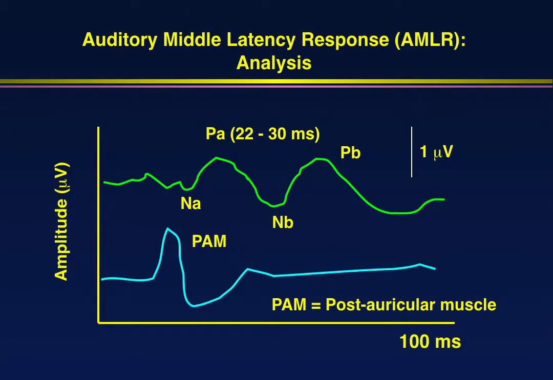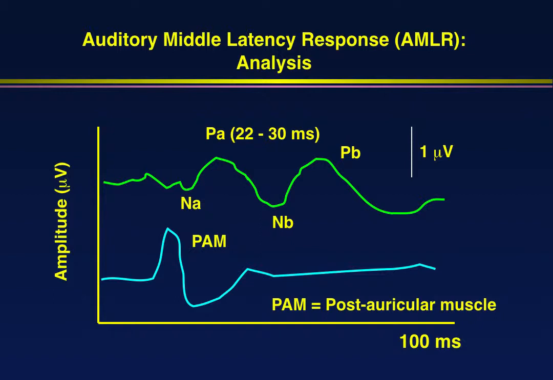And here's what it looks like. The top waveform shows a negative peak around 15 to 18 milliseconds. That's the NA, N meaning negative, A being the first wave. PA comes in around 25 milliseconds, never earlier than 22. And then if you set up your equipment properly, you'll also record a PB response out around 50 milliseconds.